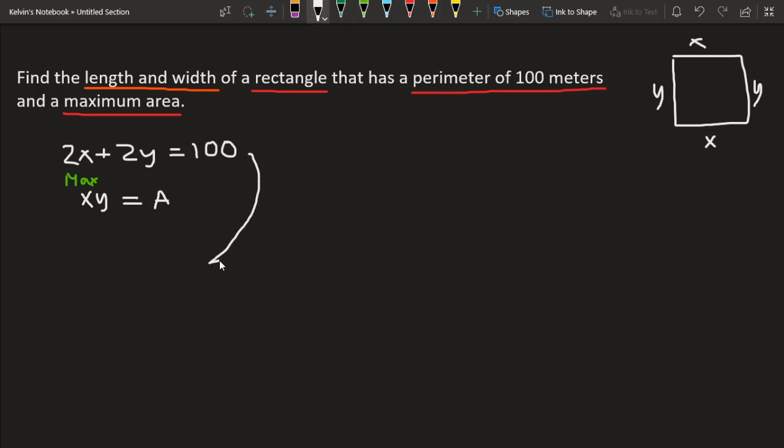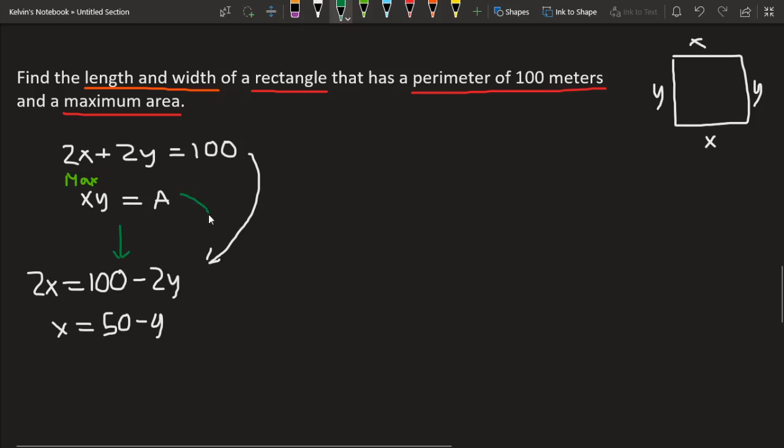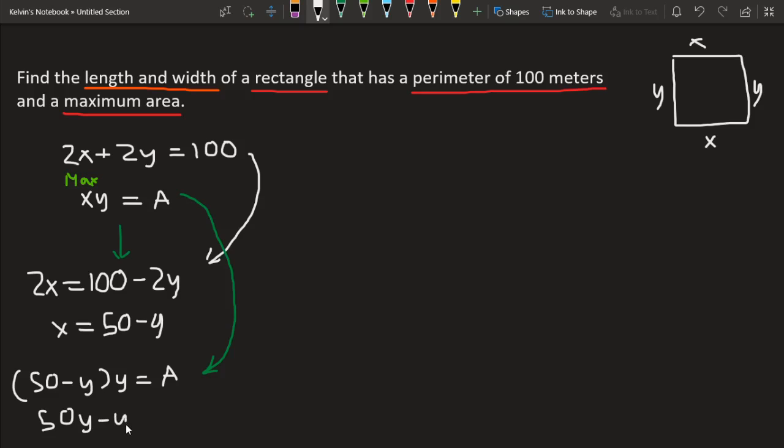Now, what we need to do is find a variable to substitute in, and we can take that from up here. If we take x, for example, 2x is equal to 100 minus 2y, so x is equal to 50 minus y. Now, using this information, we can plug it in so that 50 minus y times y is equal to area, which is equal to 50y minus y squared. Now we have to find the derivative of this, which would be 50 minus 2y is equal to dA/dy.